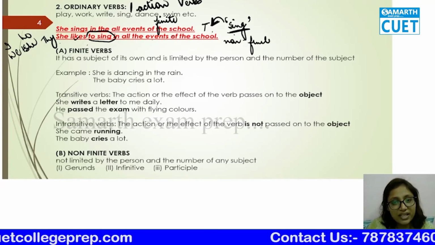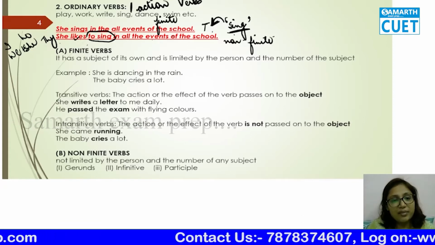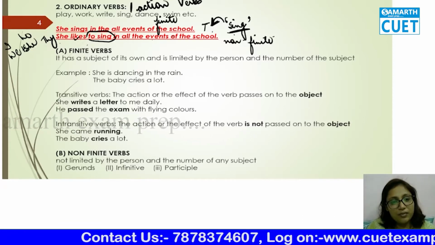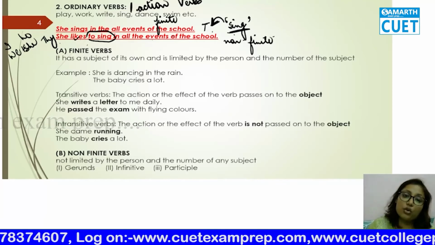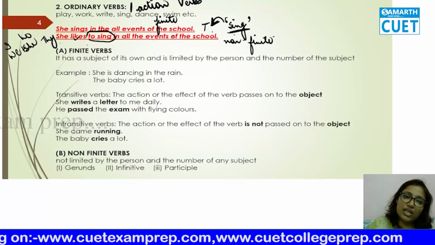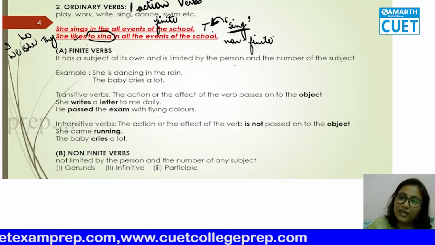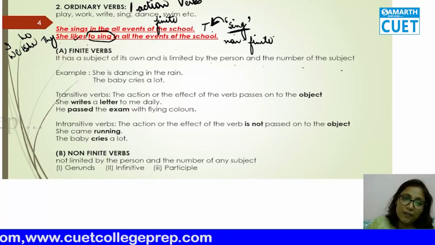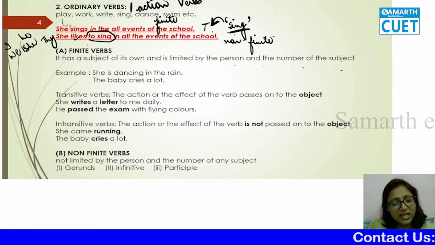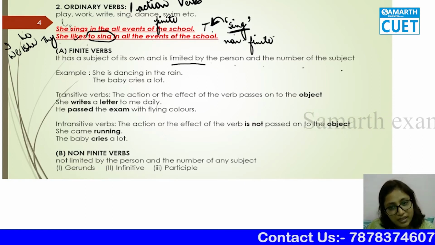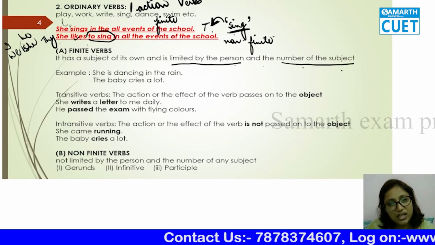So basically, what is a finite verb? Finite verbs are basically the verbs which have a subject of their own. Here sings had its subject, and it was limited by the person and the number of the subject. Of course, when I was using they, it changed to sing. When I was using he, it did not change, but for I, it changed, right? So basically, it was limited by the person and the number of the subject, right?